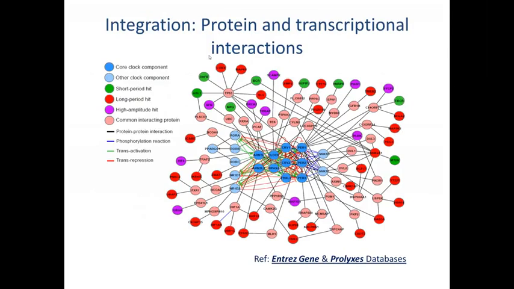So here's our version of that integrated network. The components here in the center, which are indicated in blue, are all known clock components, and the rest of the molecules are hits in our screen, which are depicted in green or in red or in purple for high amplitude hits. And protein-protein interactions are drawn in black.